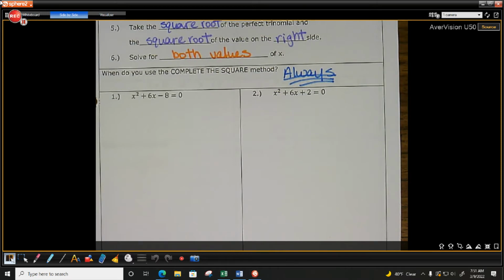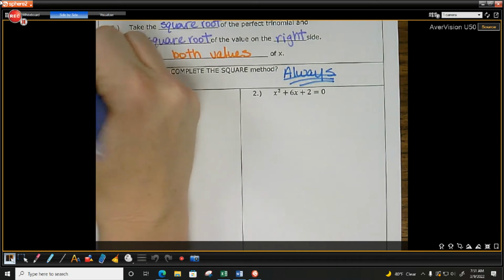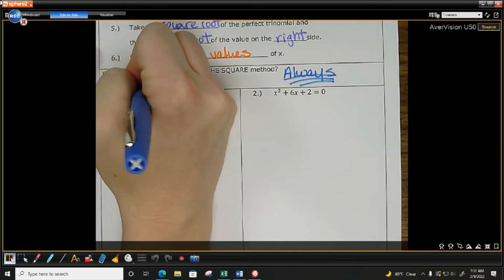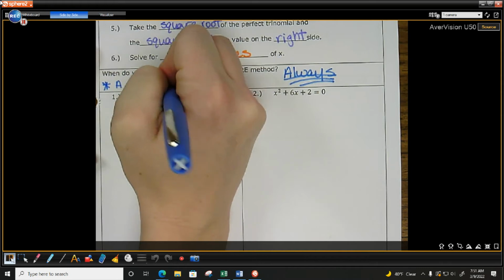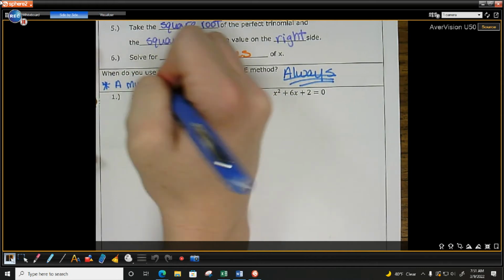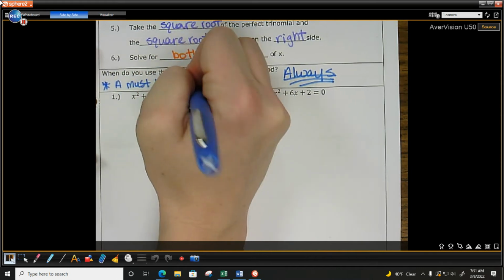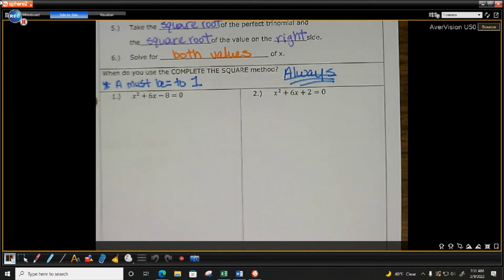And let's add though, a must be 1. Must be equal to 1. And if it's not, you can divide out the a. A must be equal to 1. Now all the ones we're going to do, one of them, a is not 1, but we divide it out. Okay? We ready? Sounds like a lot, guys. The great thing is you do the same exact thing every single time.